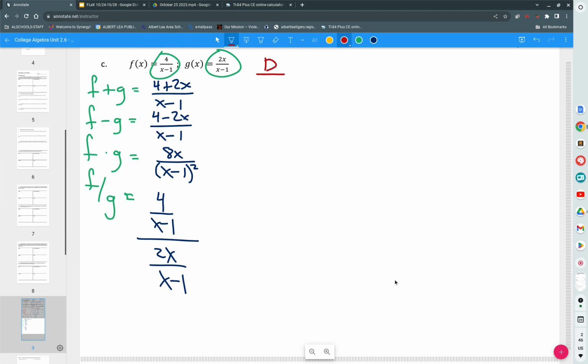Domain. Domain is nice and easy. For this problem, super easy. It's the square roots that sometimes give us a problem. What's the domain of this one? X cannot be equal to 1. What's the domain of this one? X can't be 1. What's the overlap between X can't be 1 and X can't be 1? X can't be 1. It will always be the same for the first 3.